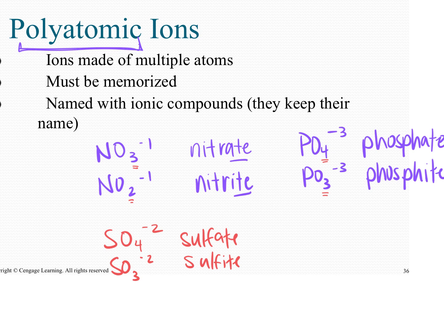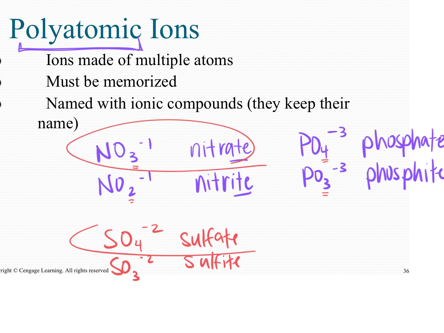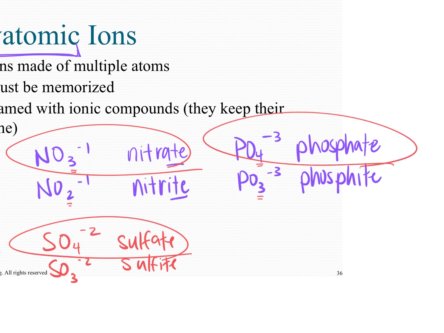So when we start looking at these polyatomic ions and memorizing them, we're only going to memorize the -ates. Because if we know the -ate version of it, we automatically know the -ite version of it as well, because it's just 1 less oxygen. Does that kind of make sense?